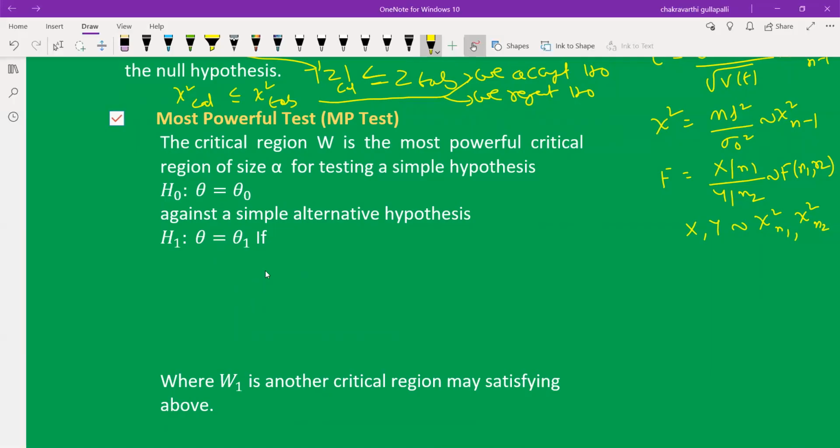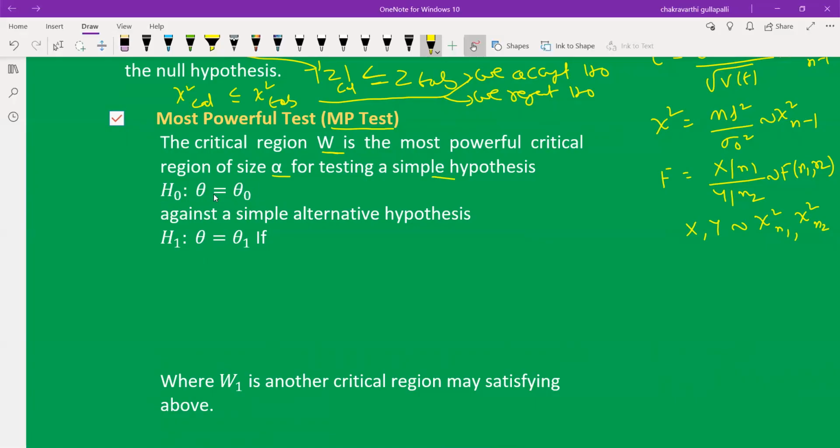Best critical region. So now, first of all, the most powerful test. Before taking the NP lemma, the most powerful test is called the NP test. The critical region W is the most powerful critical region of size alpha for testing a simple hypothesis. The hypothesis specifies the parameter completely: theta is equal to theta naught, where theta naught is some specified value. Theta is a particular characteristic of the population. Population parameter is equal to some specified value.